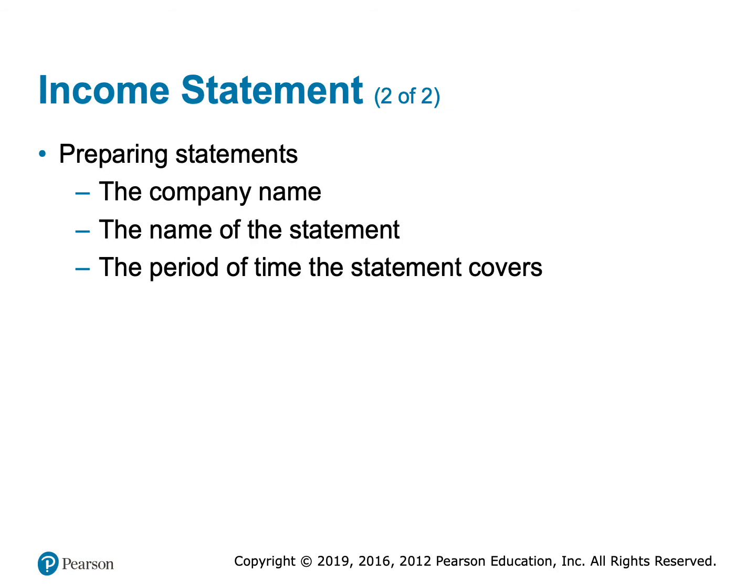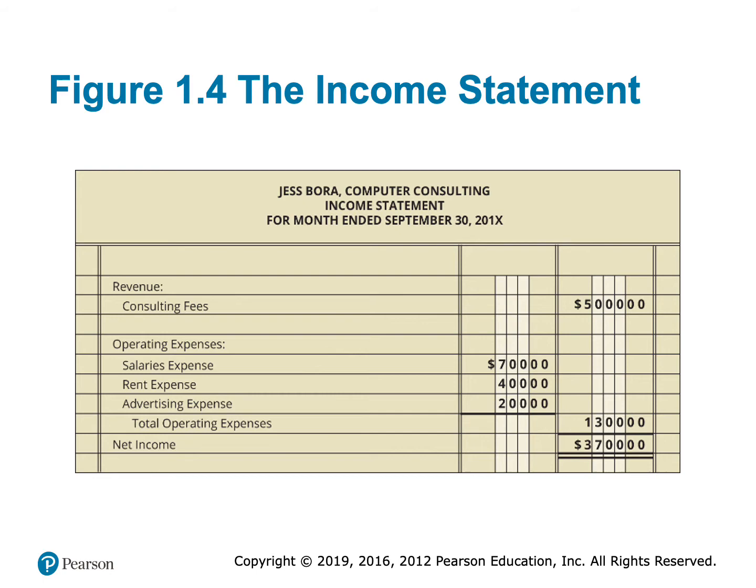So when we prepare any financial statement, all financial statements have a 3-line heading. The first line of the heading is the name of the company. The second line is the name of the statement. And the third line is the date or the period of time that the statement covers. So here we have our example income statement. Notice we start off with our 3-line heading, the name of our company, the name of our statement, and then the date. So this statement covers the month end, September 30th of whatever year.